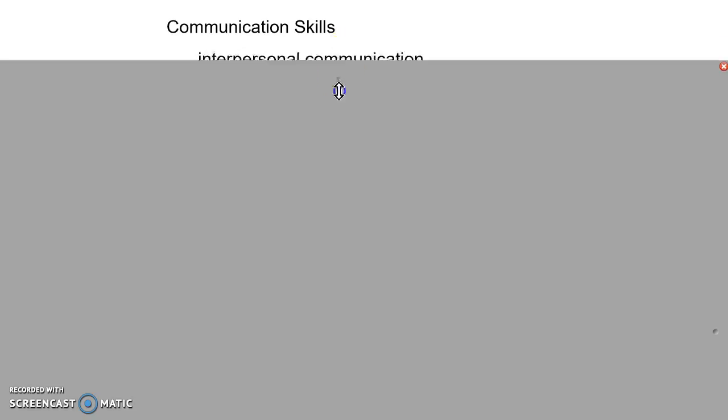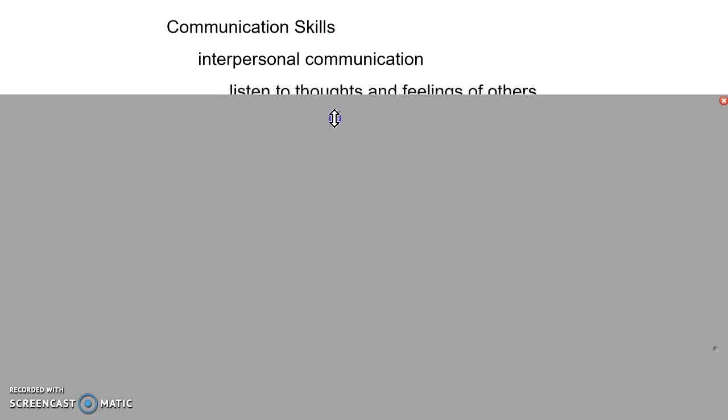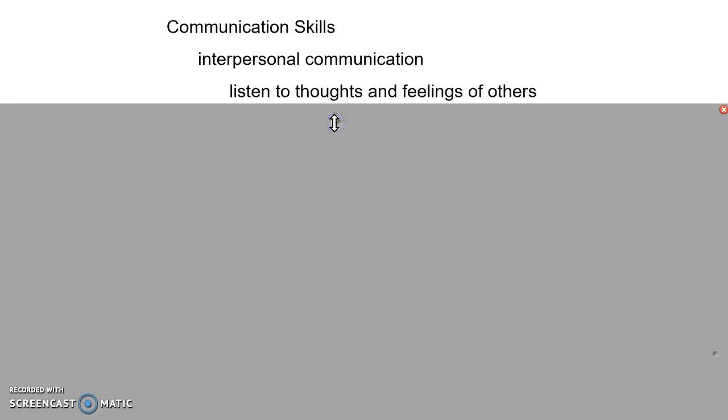Now, to go along with these things, all right, kind of shifting gears a little bit, we're going to talk about communication skills next. These communication skills are very important in just how you can interact with people in your daily life, all right? And really what it comes down to is what we're going to call interpersonal communication. This is basically the sharing of thoughts and feelings with other people. All right. To be a good communicator and have good interpersonal communication, you must be able to listen to the thoughts and feelings of others. Okay.